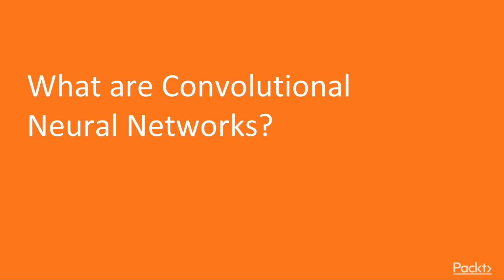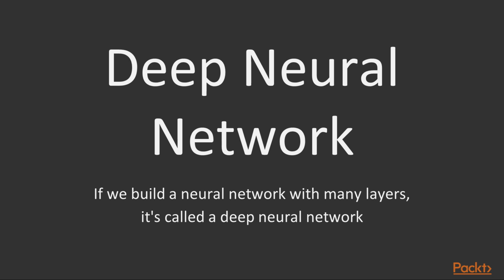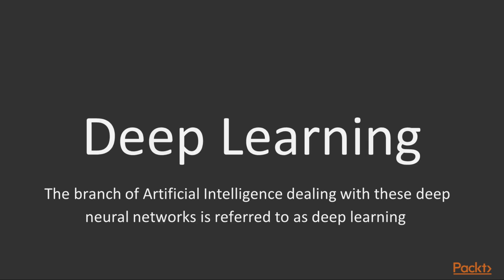Now we move on to the first video of this section that deals with what convolutional networks are. In this video we will start with deep learning and how CNNs are used in deep learning. We will then see how CNNs are built and their different layers. So what is a deep neural network? If we build a neural network with many layers, it's called a deep neural network. The branch of artificial intelligence dealing with these deep neural networks is referred to as deep learning.